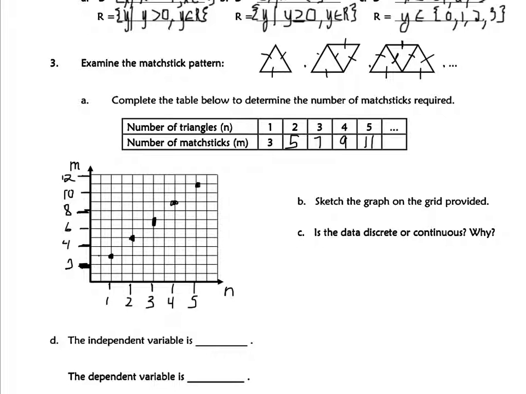Is the data discrete or continuous? Question C asks, and we would say discrete here because you can only have whole numbers for the number of triangles and the number of matchsticks.